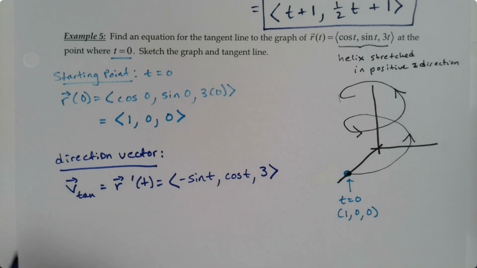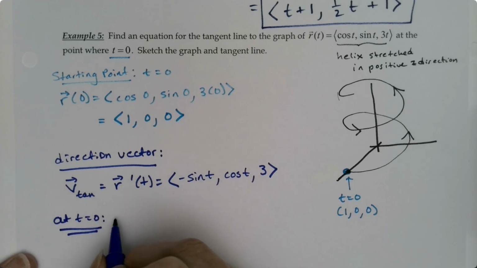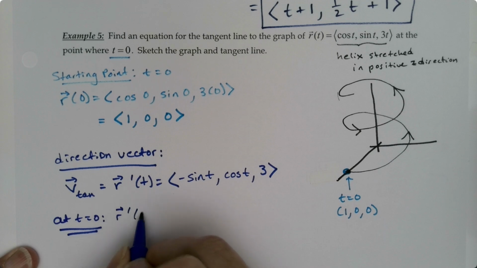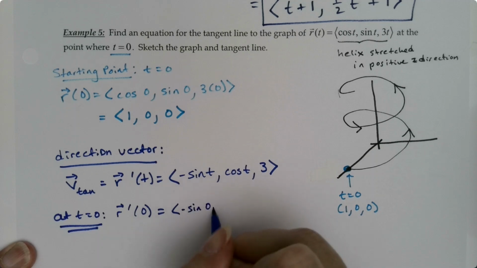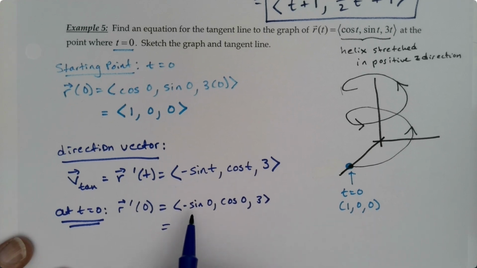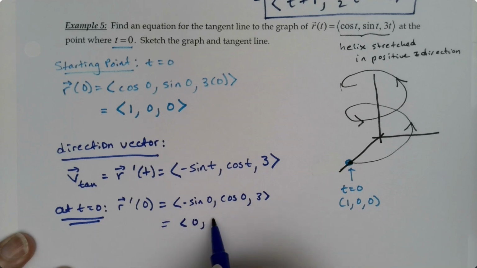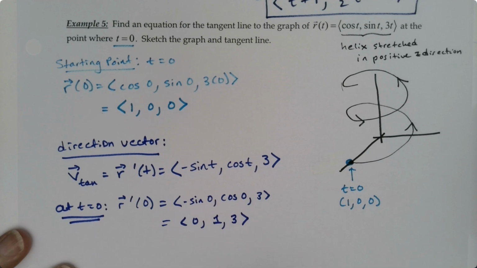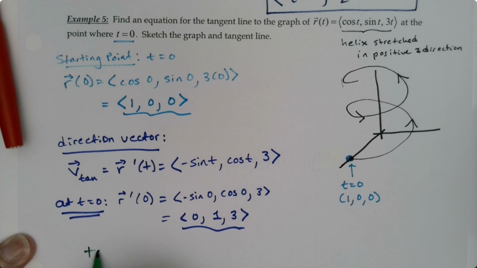I want the tangent at t equals 0 specifically. So I want r prime of 0. And that would be negative sine of 0, cosine of 0, 3. The sine of 0 is 0. The cosine of 0 is 1. And then 3. So that's the direction vector. And this is the point. And those are the two components we need to write the equation of the tangent.